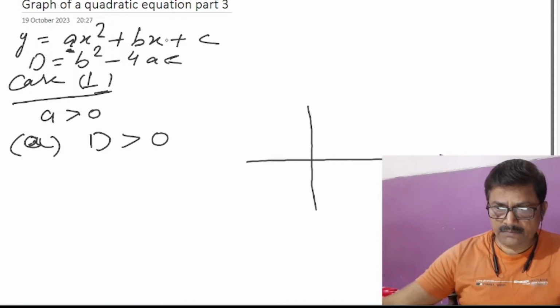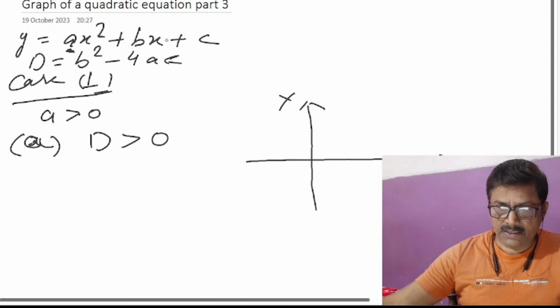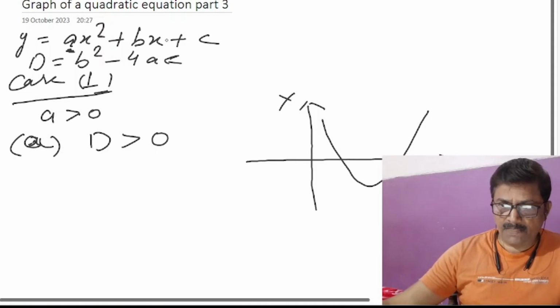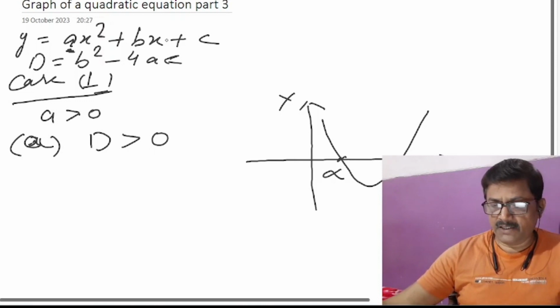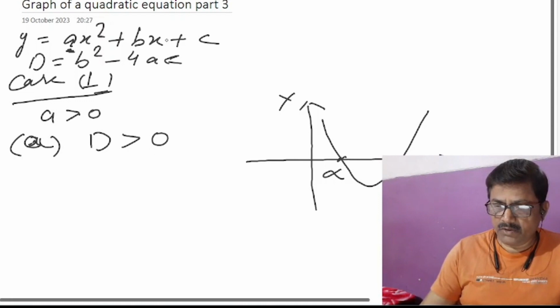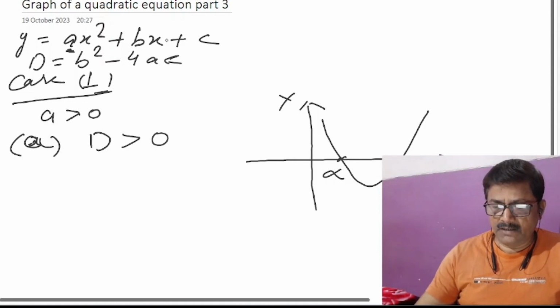So the graph will cut the x-axis at 2 points and the opening will be upward, like this. So this will be the shape of the graph if a is positive and the discriminant is positive. These points, where the graph cuts the x-axis, are called roots. Suppose the roots are alpha and beta. So this will be the graph. In this case, a is positive, the discriminant is also positive, and alpha and beta are the roots of this quadratic.